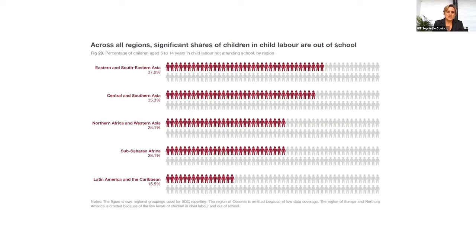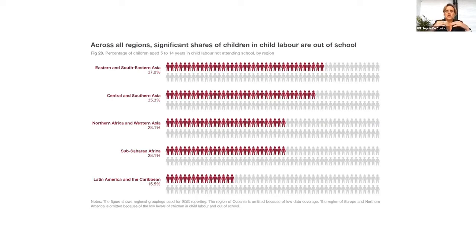I would like to draw your attention to these figures, on the percentage of children in child labor that are out of school, that have absolutely no education. And the figures are quite high, as you can see. So 37% of children in child labor in Asia are out of school. And you will have the presentation to have all the details.